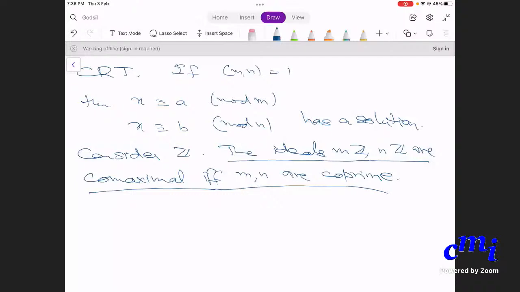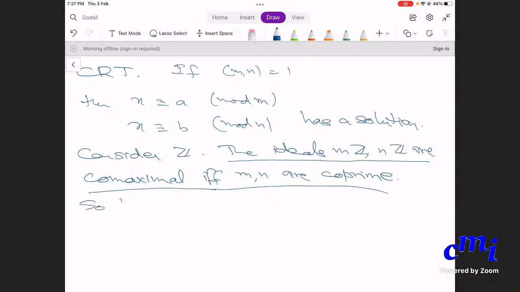Conversely, if they are co-maximal, then AM plus BN must be equal to 1. And that means they cannot have a common divisor. If M and N have a GCD, that GCD would have to divide 1 also. That means the GCD of M and N is 1. So to say that MZ and NZ are co-maximal is the same as saying M and N are co-prime.